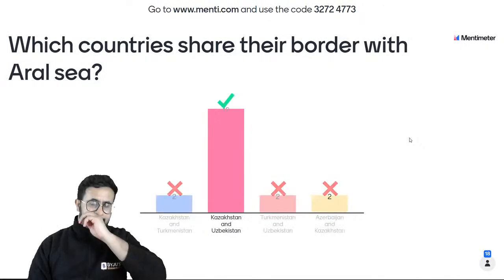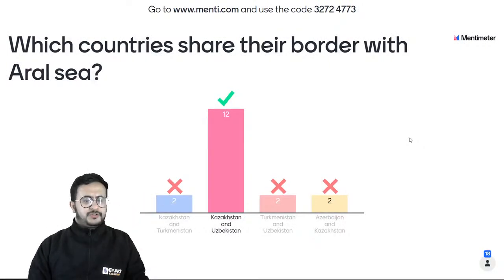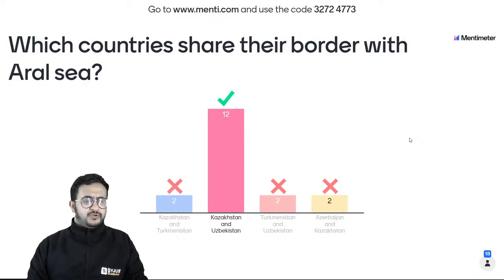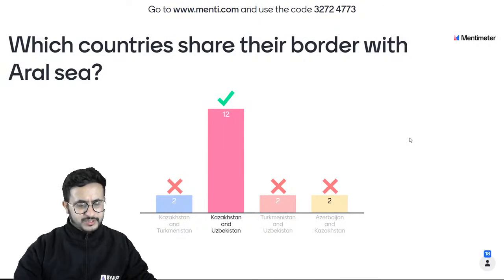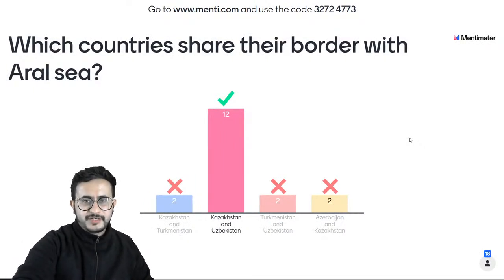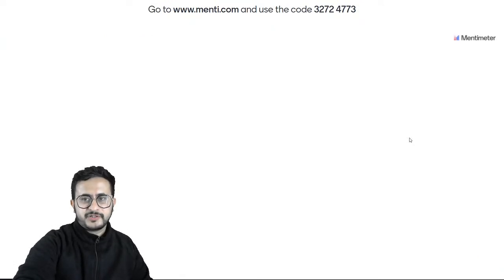So the Aral Sea, on the north side, it has Kazakhstan, and on the south it has Uzbekistan. These are those former countries carved out from USSR. Most of you got this one right. Surprising. But you read geography well. Good.